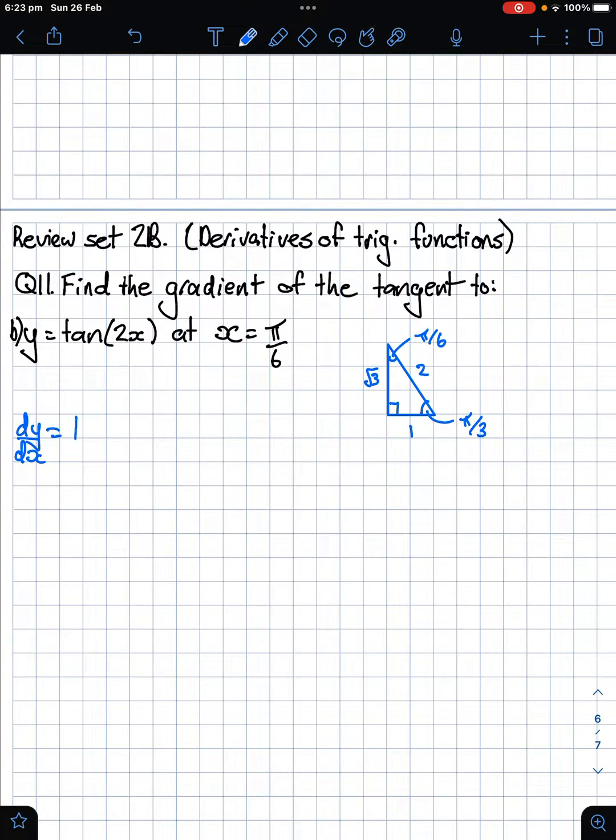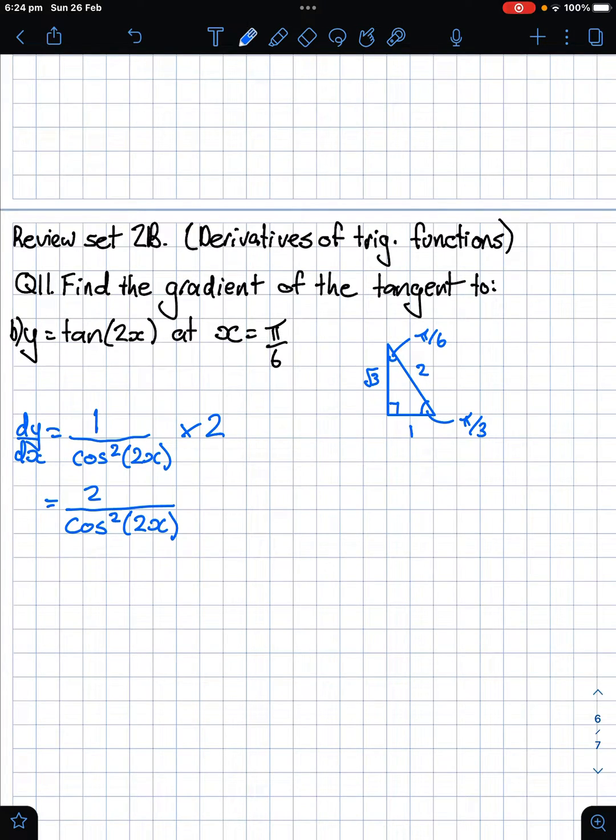So we're going to go, it's going to be tan 2x, sorry, not tan 2x, the derivative of tan 2x, which will give us 1 over cosine squared 2x, and then times the inside of the chain, which is the 2. So it's going to give us 2 over cosine squared 2x.